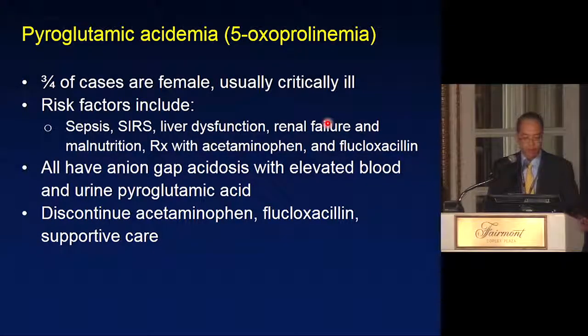Finally, just to mention pyroglutamic acidemia, also called 5-oxoprolinemia. Again, not a major cause of morbidity and mortality, but something that can cause puzzling anion-gap acidoses in the ICU, and being aware of it helps you to sort through it and distinguish it from more serious disorders. This often occurs in patients who are critically ill and septic. Often these patients are being treated with acetaminophen and present with an unexplained anion-gap acidosis.